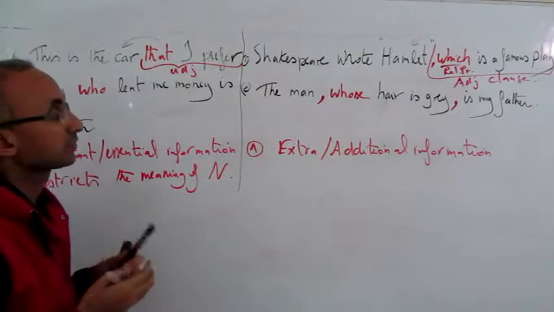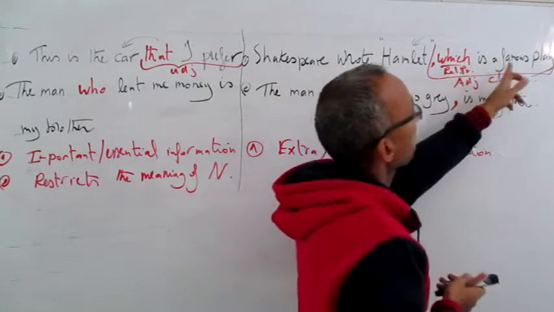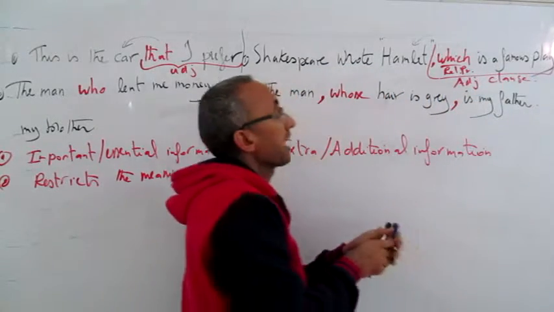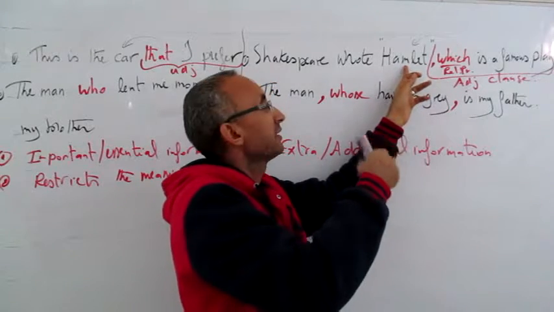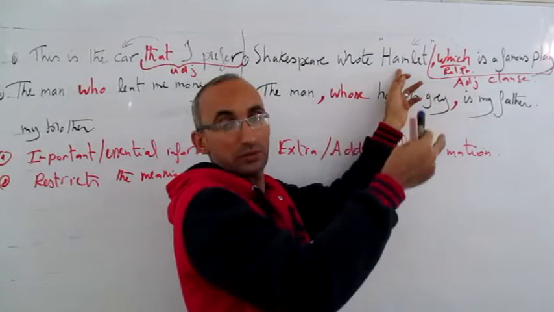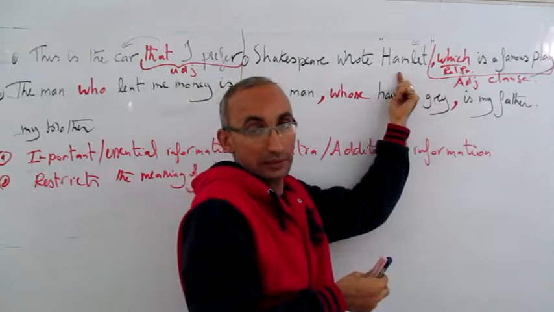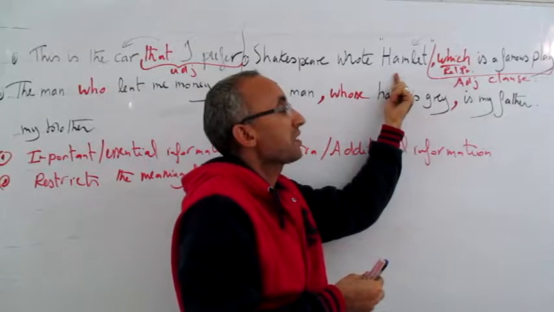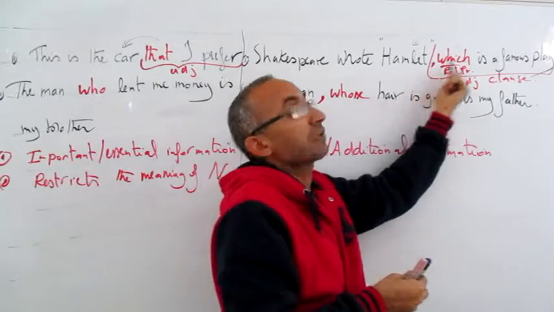The second one: Shakespeare wrote Hamlet, which is a famous play. Now here with Hamlet, do we have any wide range of significance, any large scope, any options? We have only one Hamlet. Clear? One Hamlet. So here, there is no need for any kind of restriction.